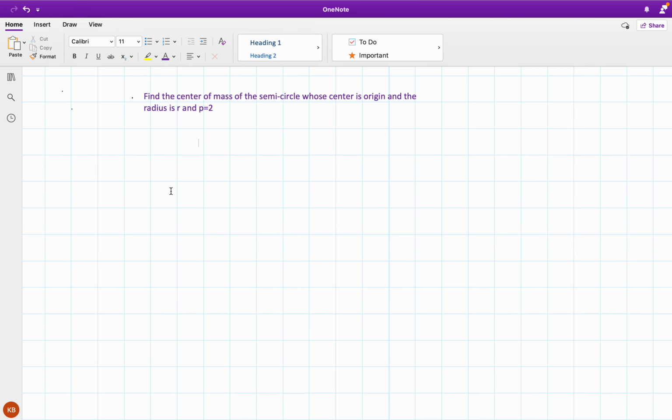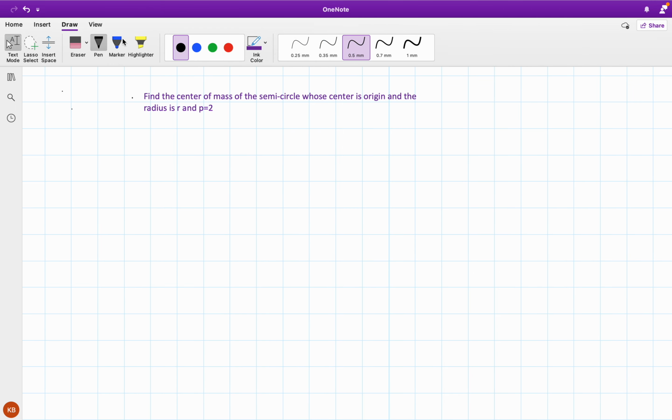The problem for the optional exam is to find the center of mass of the semicircle whose center is the origin and the radius is r, and p equals 2. So the first step would be to sketch it out so we can further visualize what we would want to do. So I'm going to make a graph.